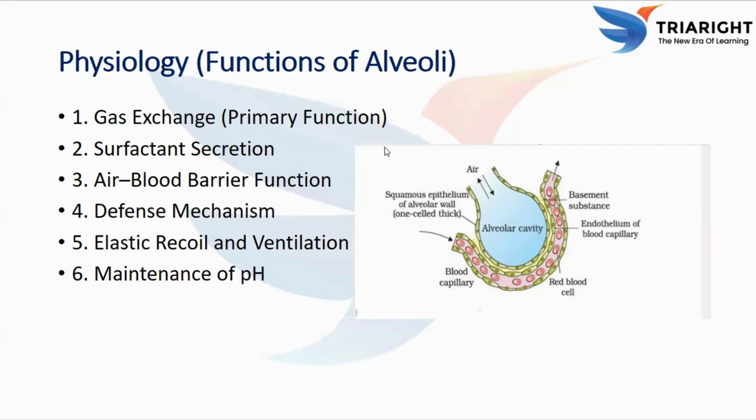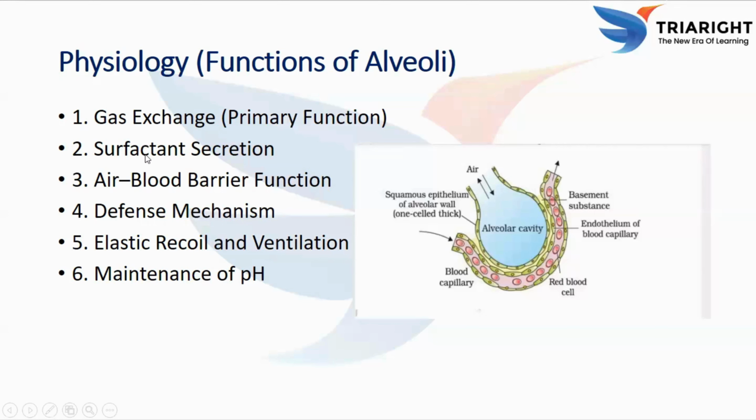The first one is gas exchange, the primary function. The main job of the alveoli is to exchange gases between the air and the blood. What gases? Oxygen and carbon dioxide. Oxygen from inhaled air diffuses across the alveolar wall into the blood capillaries. Carbon dioxide from the blood diffuses in the opposite direction into the alveolar space to be exhaled. Here you can clearly see the arrows show this. It shows the oxygen moving into the red blood cells and carbon dioxide moving into the alveolar cavity.